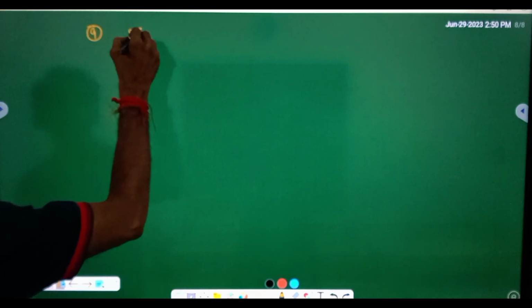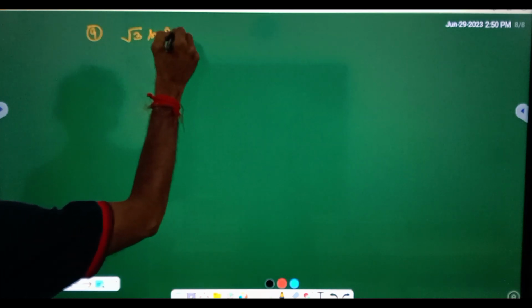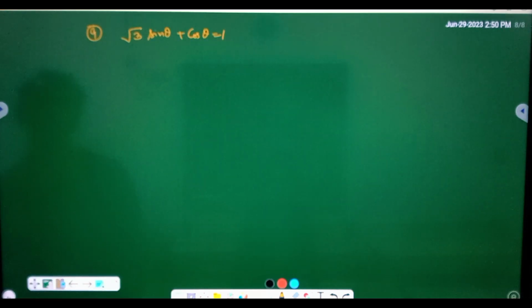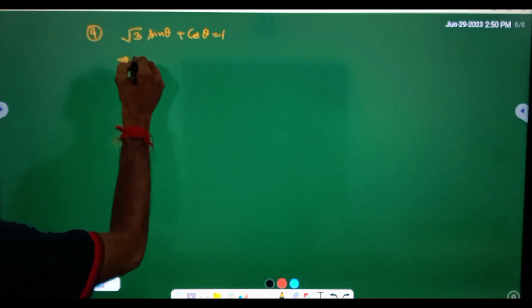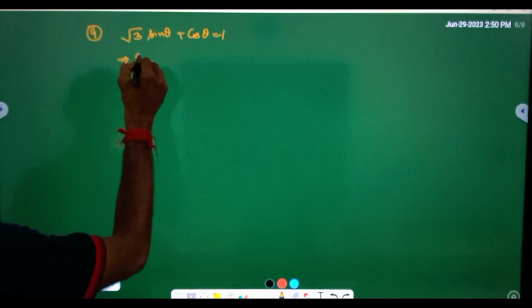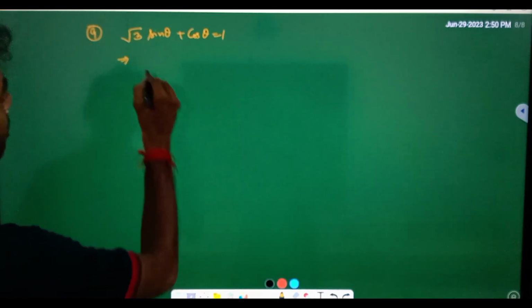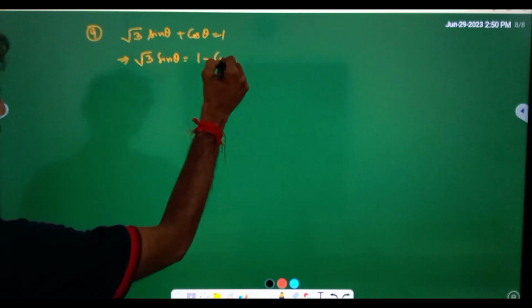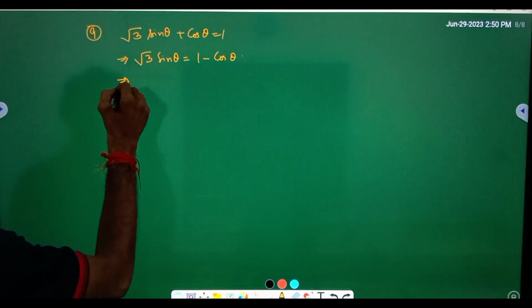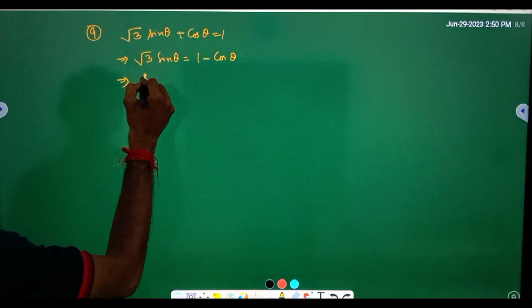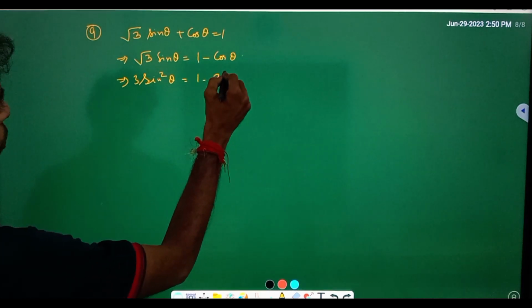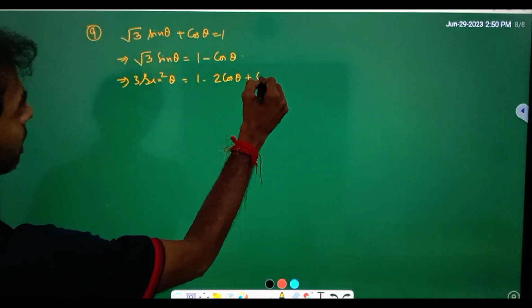The 9th problem is root 3 sine theta plus cos theta equals 1. Now, I'm just considering here root 3 sine theta equals 1 minus cos theta. If you square both sides, we will get 3 sine square theta, and that's going to be 1 minus 2 cos theta plus cos square theta.